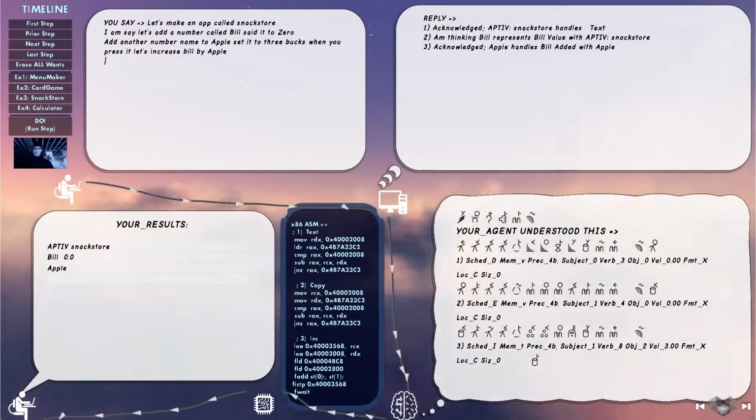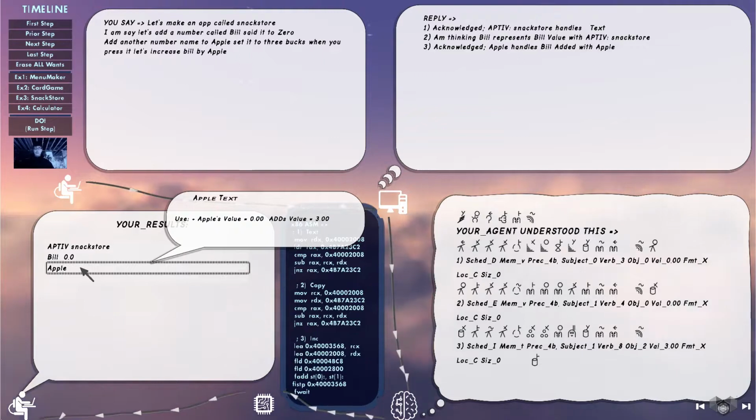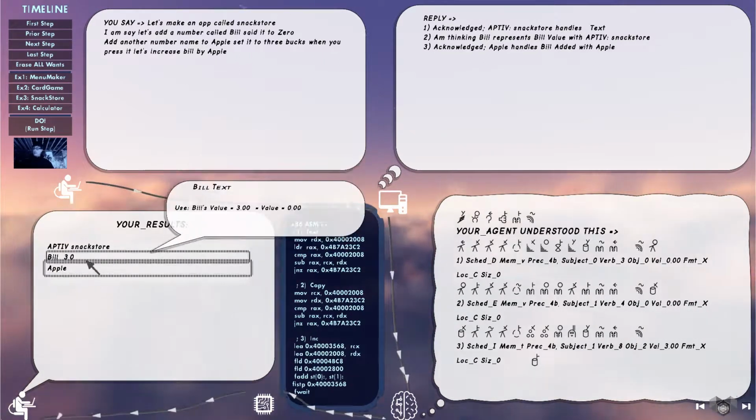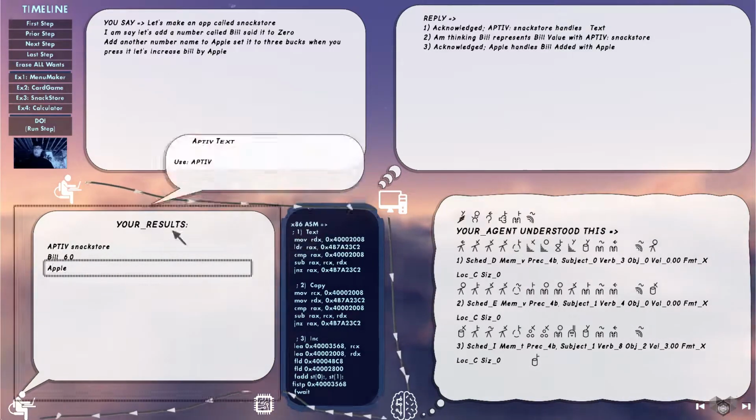So let's just test that down here. We're going to see. So if I press Apple, it says over here, add the value. Here's bill. All right, let's see what happens. Yep, bill went up by 3. And again, okay, so $6, 2 apples.